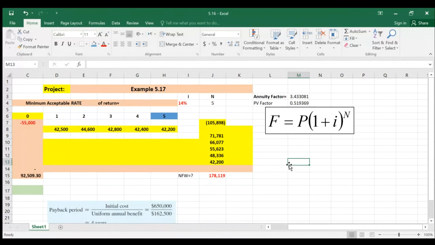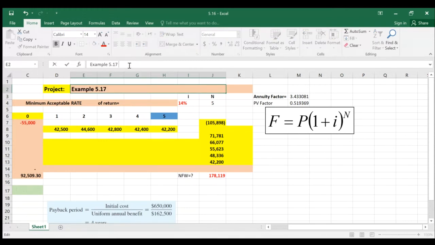So let me share with you 5.17, right? Question number 5.17, how to calculate a net future worth of this project. How do we calculate a net future worth of a project with the same method? Let's say we are going to take any one project. I'm going to start with project number A, right? And if I enter the value, let's say this is project A for 17, and we have to calculate a net future worth of this project A.